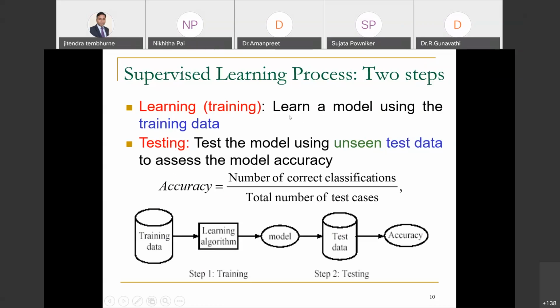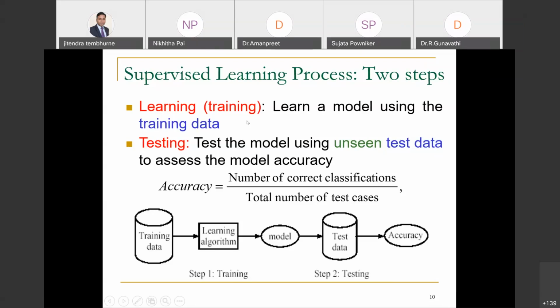So what exactly does learning mean? Learn a model using the training data. You have to have some set of training data so that your model will learn from it. How to get that training data, we'll see. Then there is testing: testing the model with unseen test data. Okay, that is very, very important. Whenever your model is ready and you want to test it for a particular input, that input must be unseen.